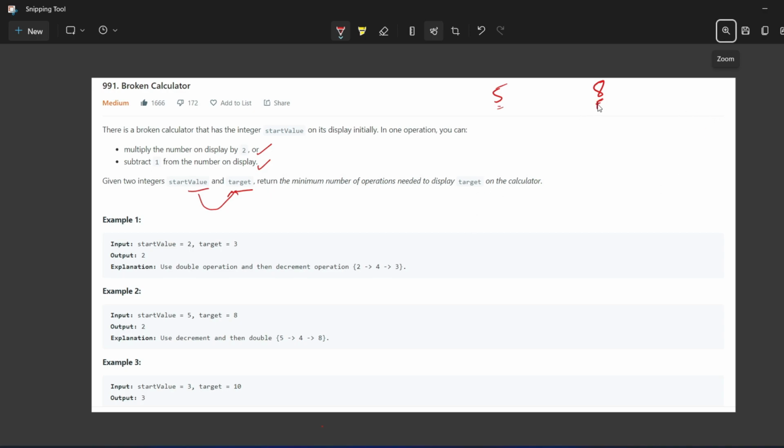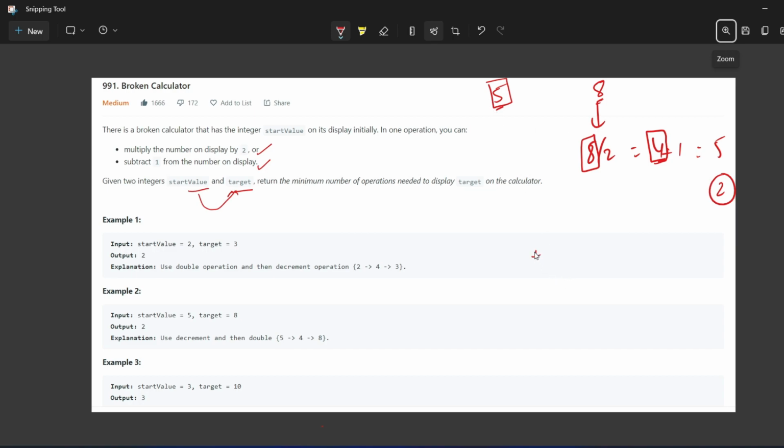So let's say I have 8. I will divide by 2 and get 4, and as soon as it's less than our start value, I will increment until it's equal. So 5 I can reach in 2 steps. So I can conclude that if the number is even, we have to divide it, or if it's odd, then we have to add 1. And if the target is smaller than the start value, then we have to add the difference, the start value minus target.